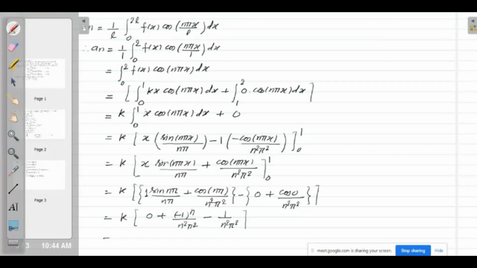So this is equal to k. Just here the denominator is the same, the numerator will be added, k times of minus 1 raised to n minus 1 by n squared pi squared. So this is your an, this is the value of an. Name this equation number 2. Now let us move to the next page.